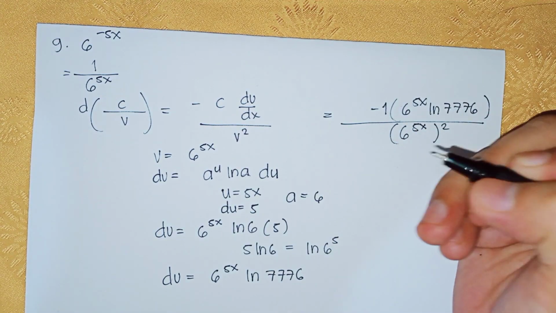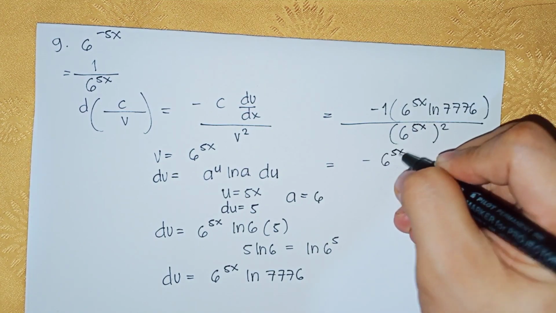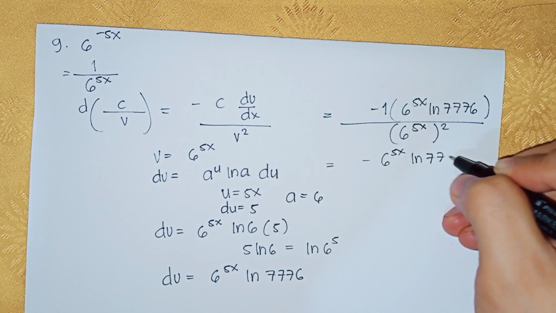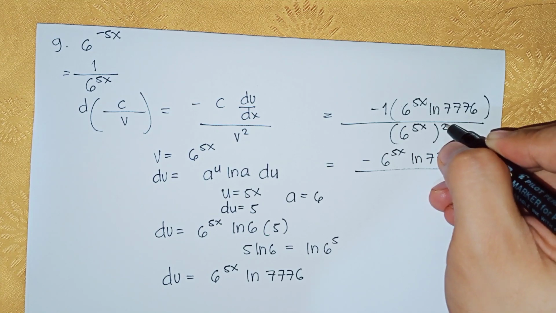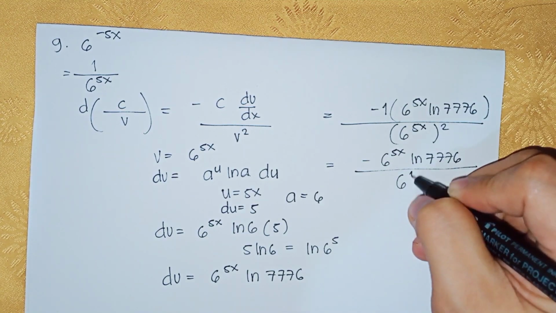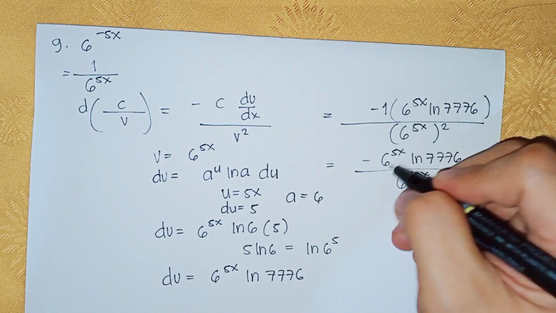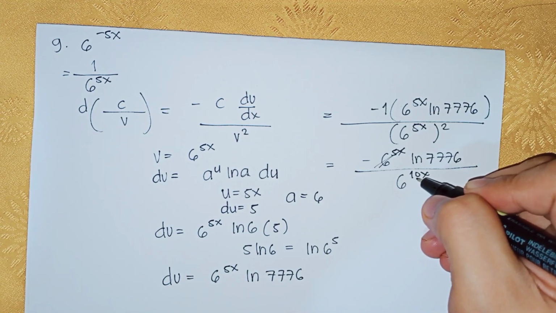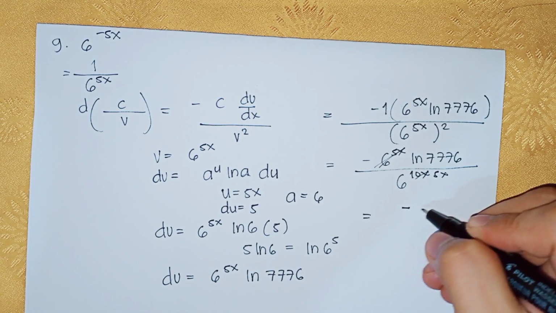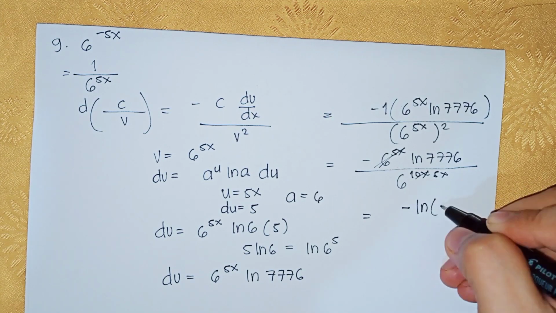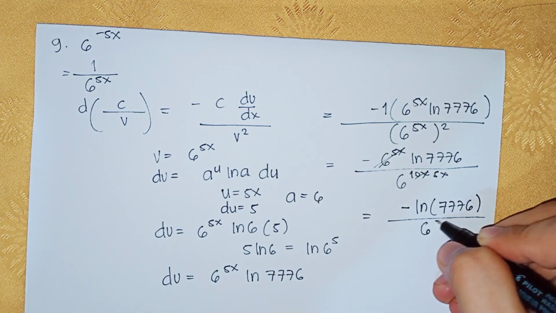Mapapansin nyo, itong negative 1, pag tinimes natin, magiging negative 6 raised to 5x ln 7,776 over. So, itong 6 raised to 5x, itong 2, ito times mo dito 5x, magiging 6 raised to 10x. So, yung common factor sa numerator tsaka sa denominator, yung 6 raised to 5x, makakancel to. So, ito, mababawasan ng 5, di ba? So, magiging 5x na lang yan. So, ang final answer natin ay negative ln 7,776 over 6 raised to 5x.